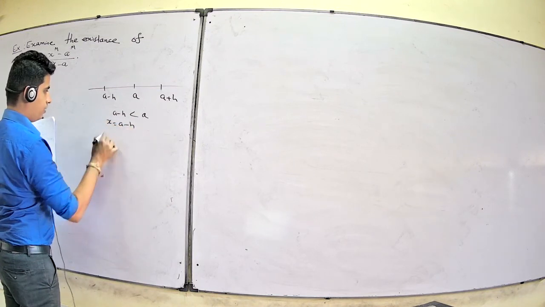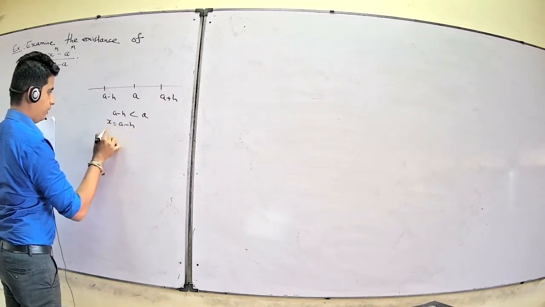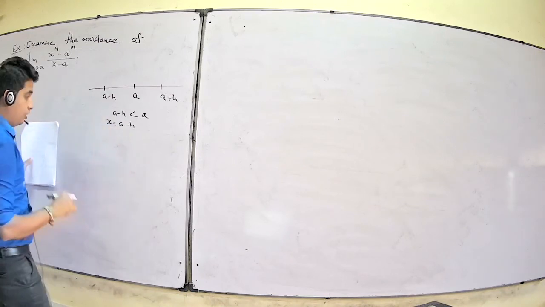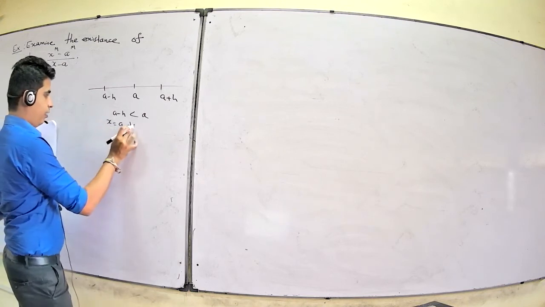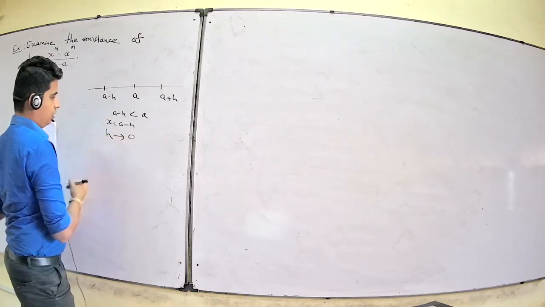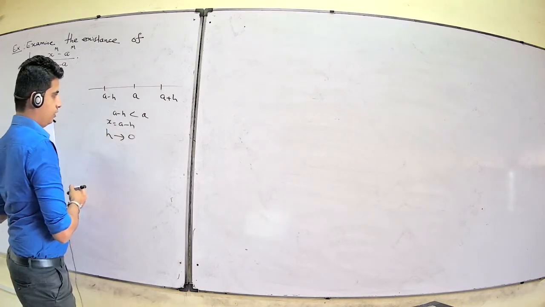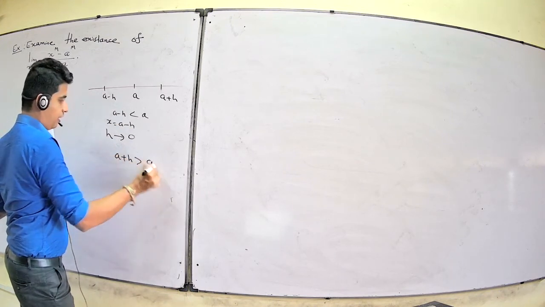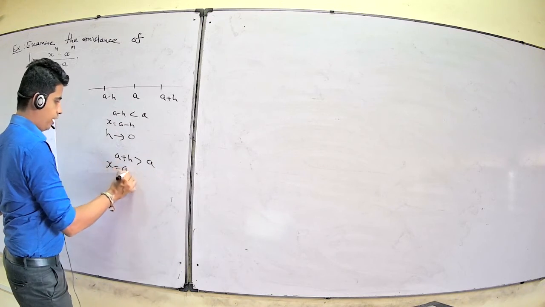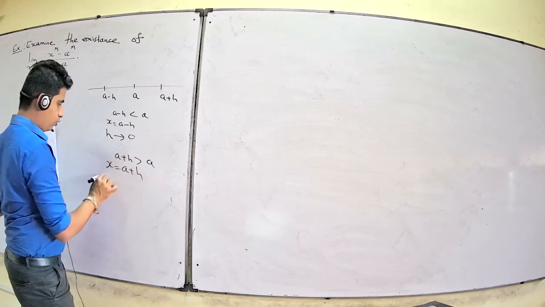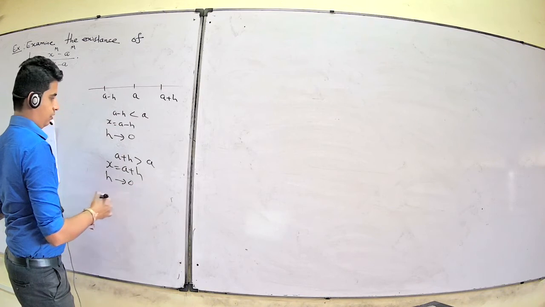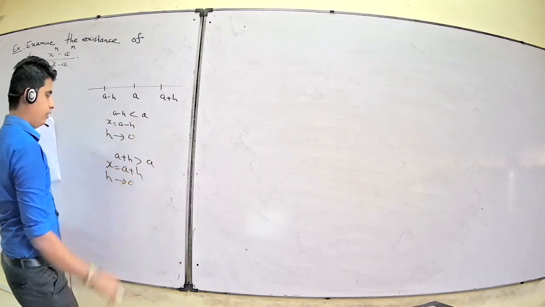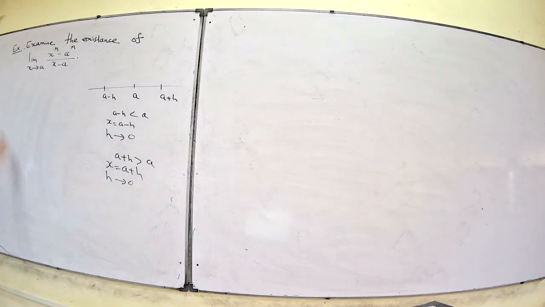Therefore, x equal to a minus h means x tends to a, that is, a minus h. Therefore, h tends to 0. Suppose you take a plus h greater than a, you take x equal to a plus h. In this case also h tends to 0. Right? For this case, you can find the f of a minus h values. Here also you can find the f of a plus h values.